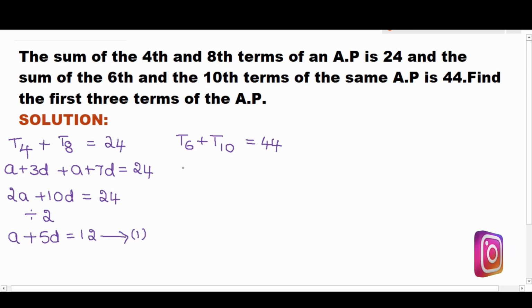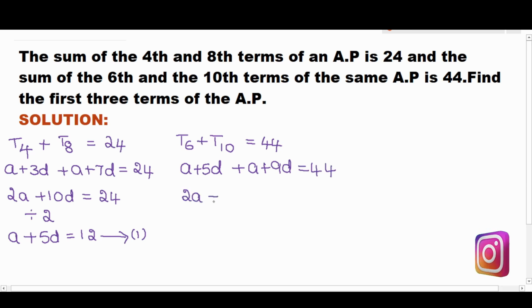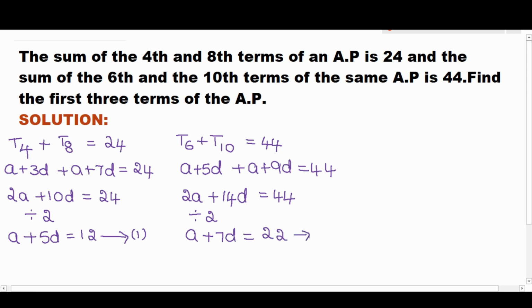Let me go for the second equation. I have T6. We already learned how to write T6. That is a plus 5d plus a plus 9d, which is equal to 44. So you have a plus a, it's 2a, plus 5d plus 9d, you get 14d, which is equal to 44. Further, the equation can be divided by 2. To divide it means to reduce it. So I get a plus 7d, which is equal to 22 on dividing it by 2.